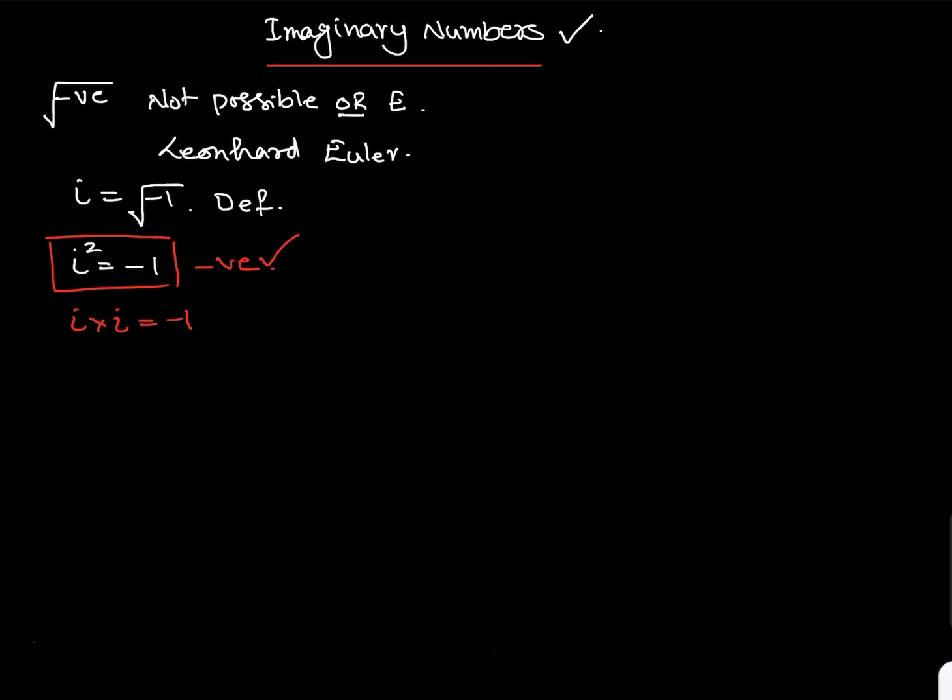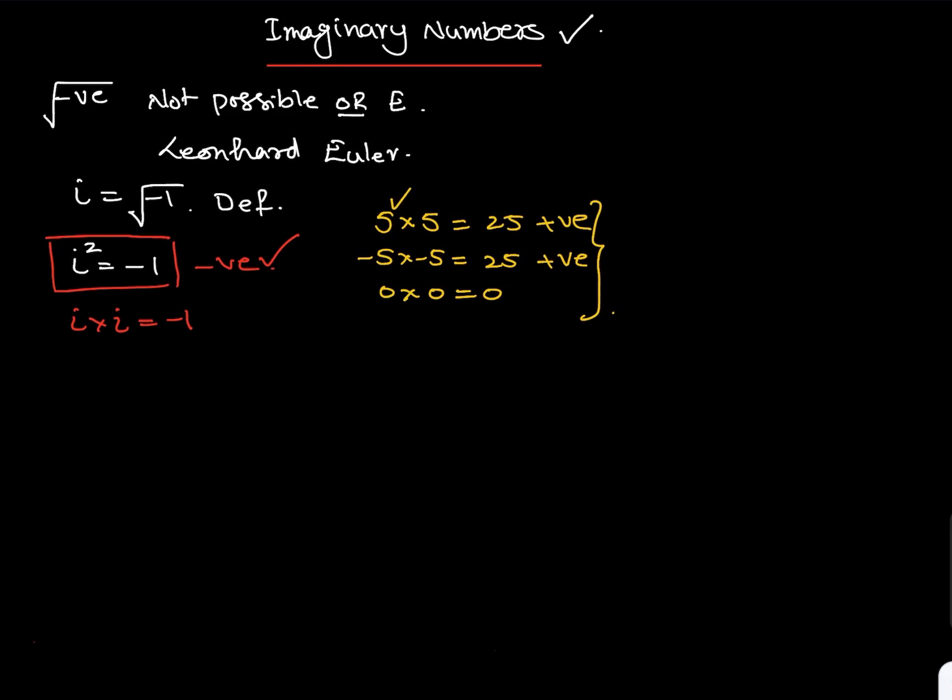Let us see in the field of real numbers. When a number is multiplied by itself, what do we get? Let's take 5. 5 times 5 equals 25. This is positive. -5 times -5 equals 25. This is again positive. 0 multiplied by 0 is 0. This is neither positive nor negative.